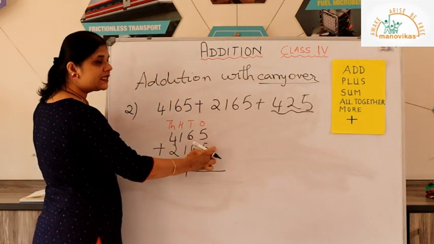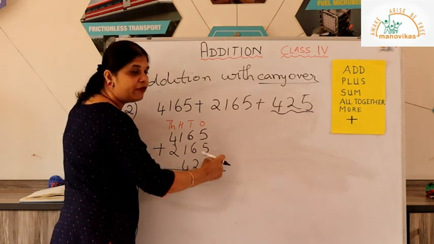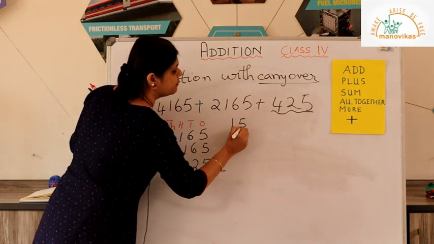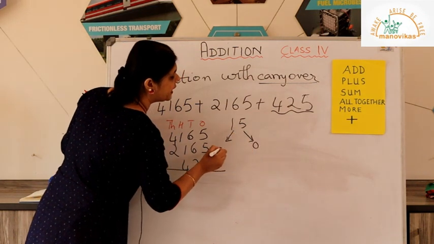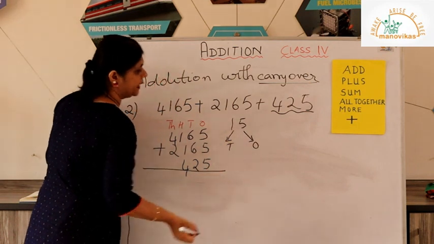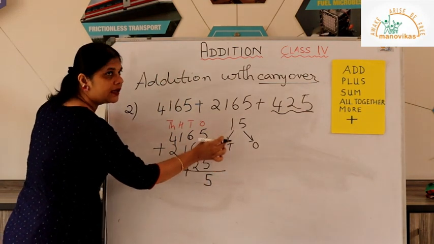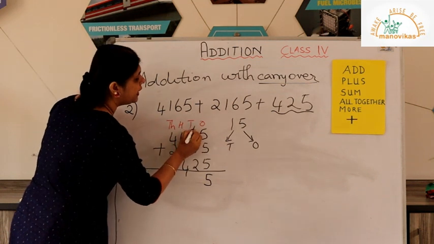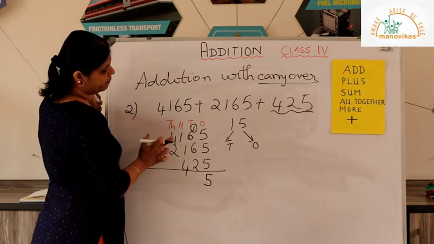Now 5 plus 5 is how much? 10. Yes, correct. 10 plus 5, 15. So, as I have told you, we cannot write 15 here because 5 is in ones place, 1 is in tens place. So, I will write 5 here. And what will I do with this 1? Yes, correct. I will carry it over to the tens place. Now, please add these numbers.